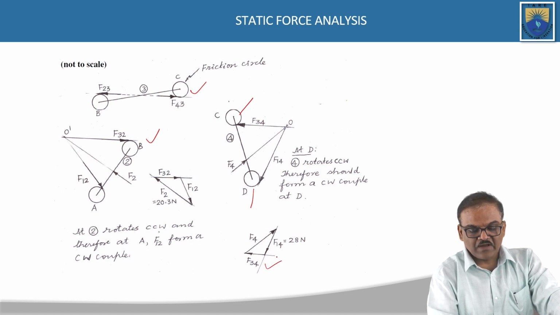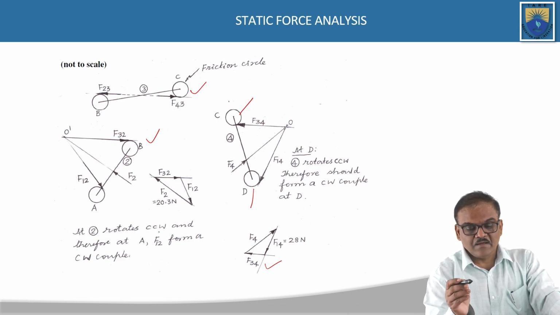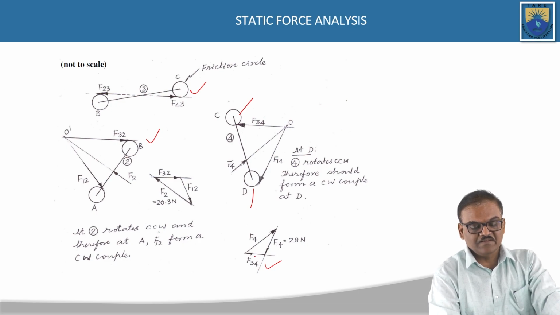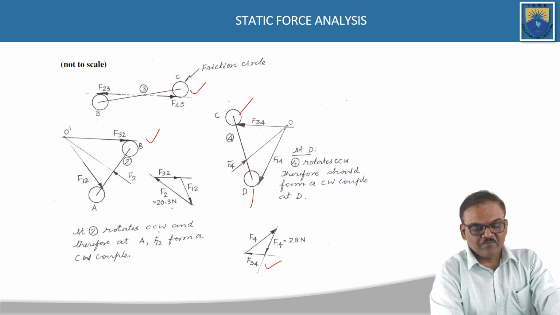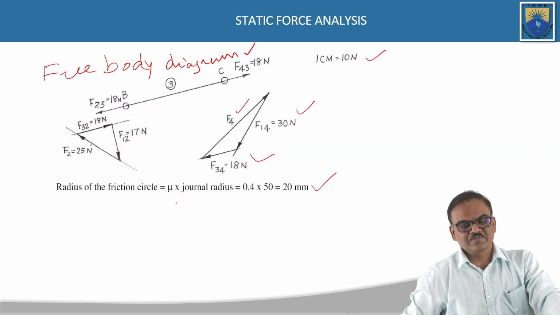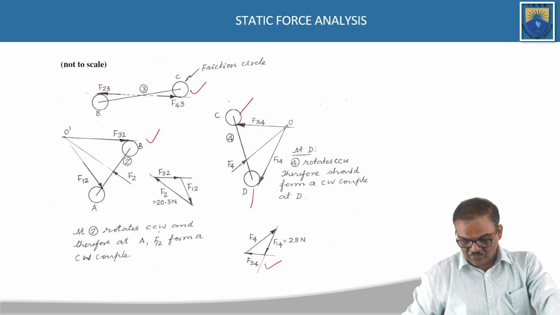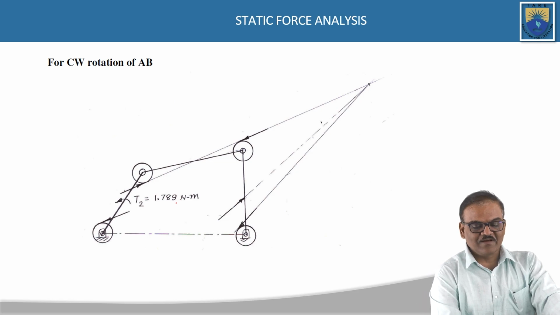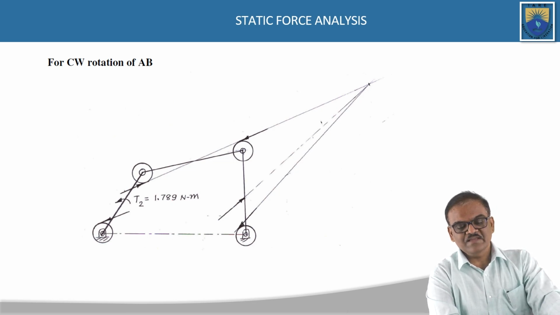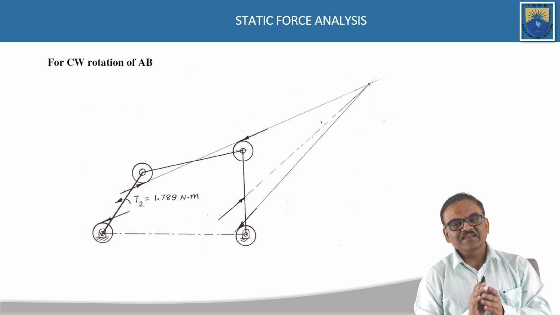With this, the magnitude of F34 without friction, when we had considered it, is changed. That is, F4 is 28, F34 is changed. Therefore, with this, F23 we have got as 20.3 newtons. Earlier we had got 25 newtons, so now it is reduced. F2 is reduced. Therefore, this is how the orientation is changed. The torque that is required is, as we know, the parallel distance between these two, the torque required for clockwise rotation of AB.